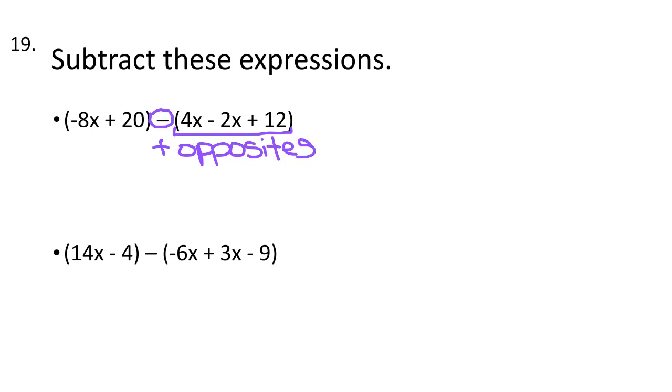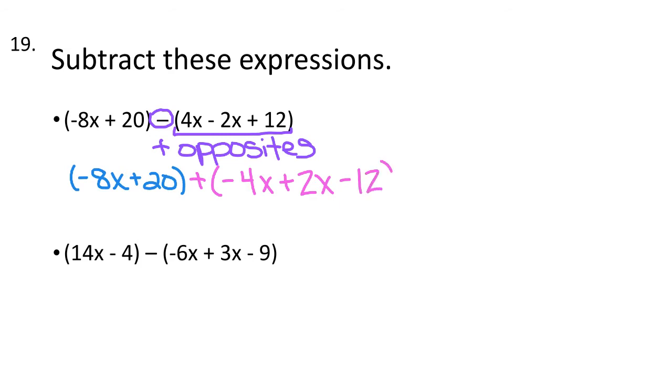I am going to leave my first expression exactly how it's written, negative 8x plus 20. The middle subtraction sign is going to become an addition sign, and my next expression is going to become opposites. 4x will become negative 4x, minus 2x is plus 2x, and plus 12 will become minus 12.